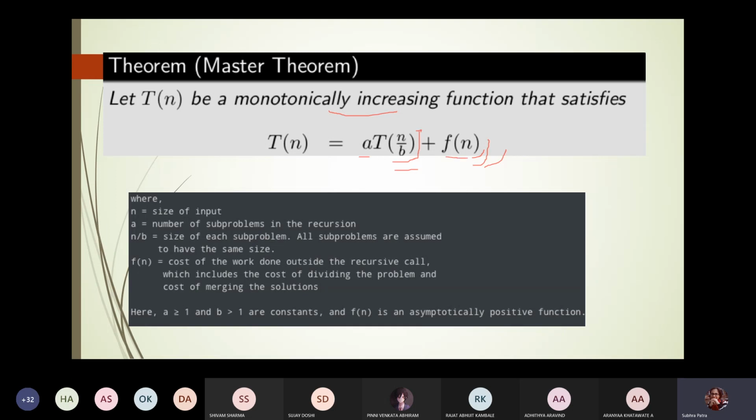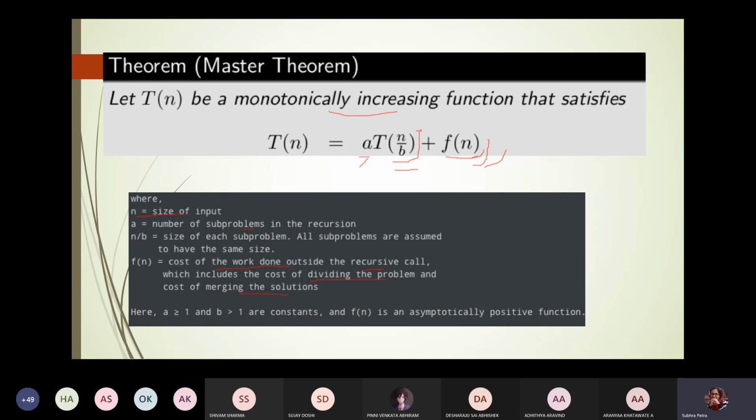So this f(n) part is the part that gives you the cost of the work done outside the recursive call, that is, the dividing of the problems and merging of the solutions. And the rest of this function takes care of the recursion part, where n is the size of the input, a is the number of sub problems in this recursion, and n/b is the size of each sub problem. Okay, and we are considering all sub problems to be of the same size, right?